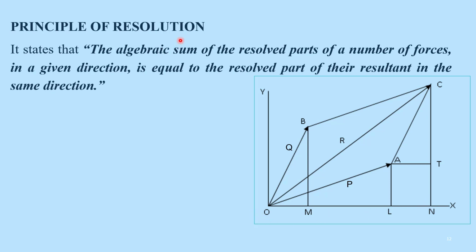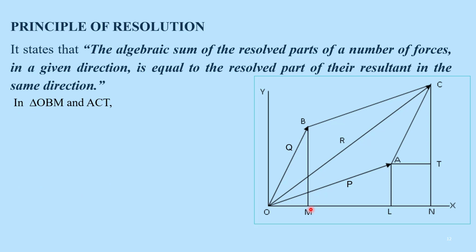What is the principle of resolution? When you find the algebraic sum of the component of P along the x-axis and the component of Q along the x-axis, that will be equal to the component of R along the x-axis. That means ON will be equal to OL plus OM. Clear? That is the principle of resolution.